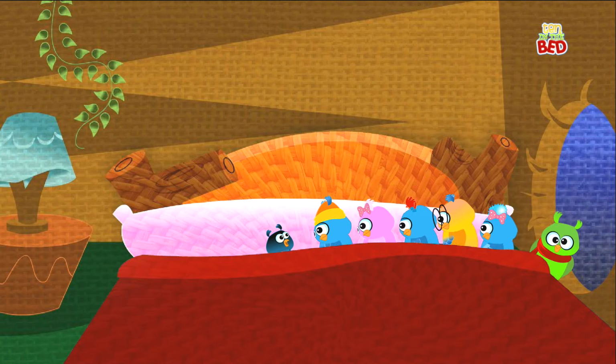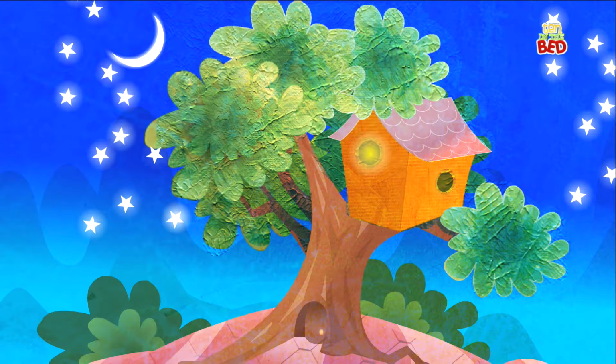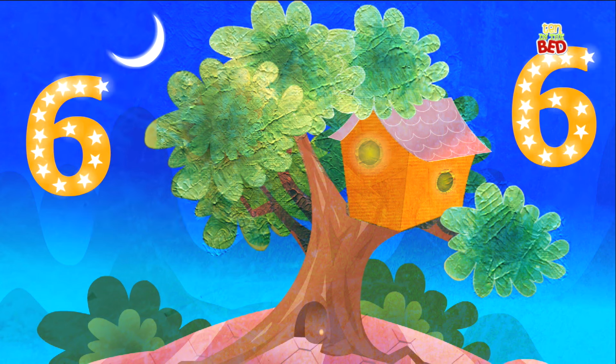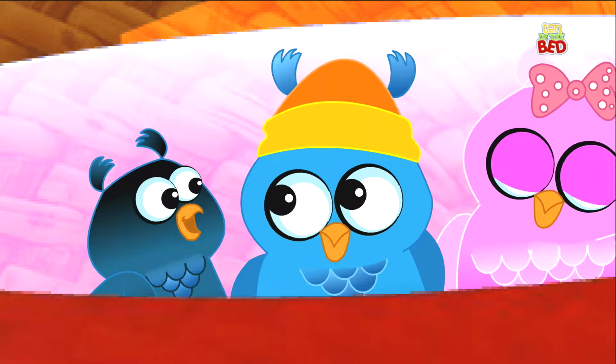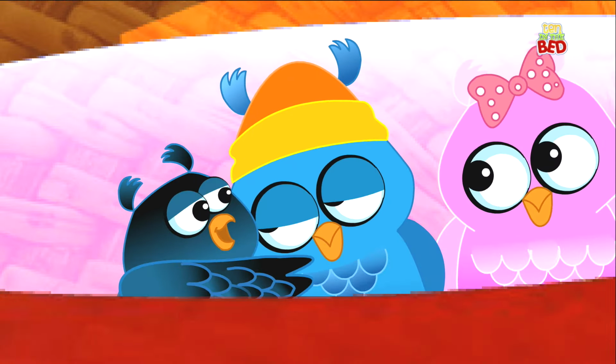So they all rolled over, and one fell out. Six, six. There were six in the bed, and the little one said, "Roll over, roll over."